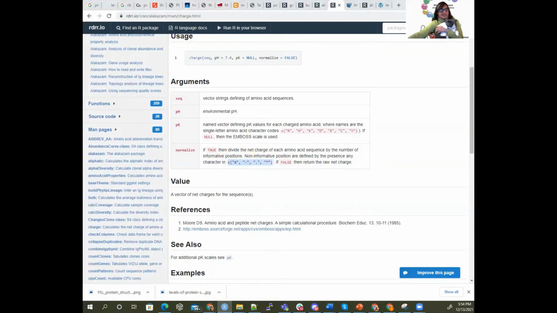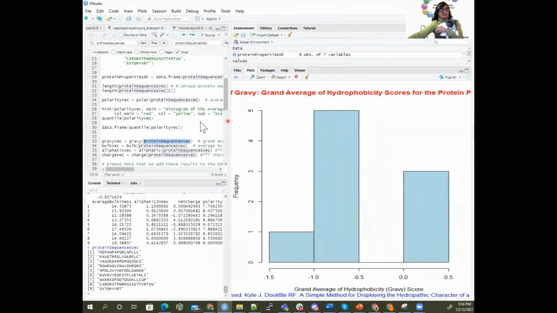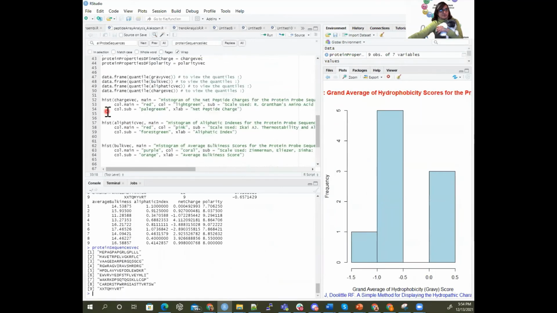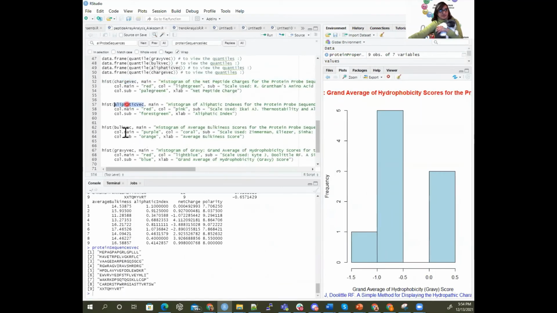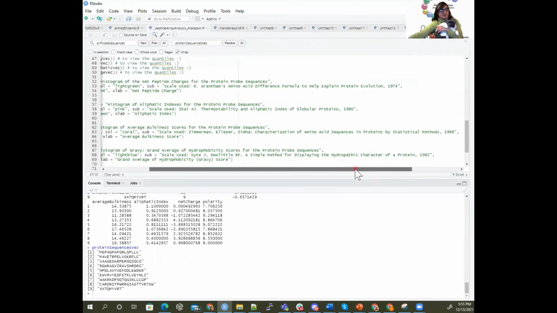So yeah, these are just some general tools for how you can better analyze a set of sequences. This is the code for the histogram. You just have to put the vector in for the histogram. I'll show you guys again how you can run these histograms here.